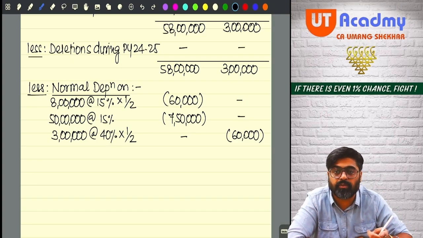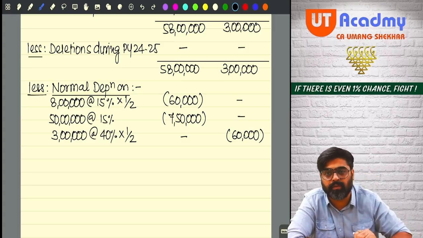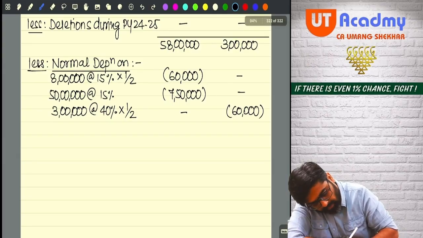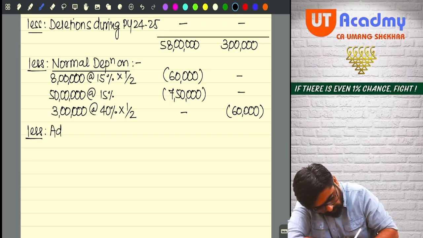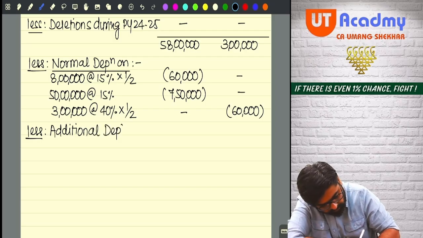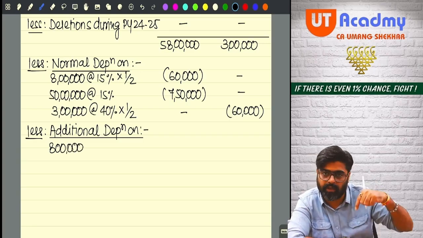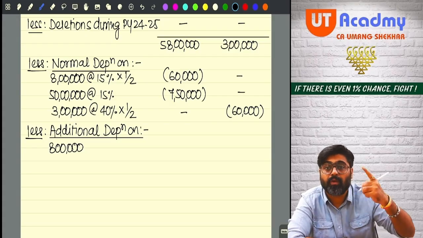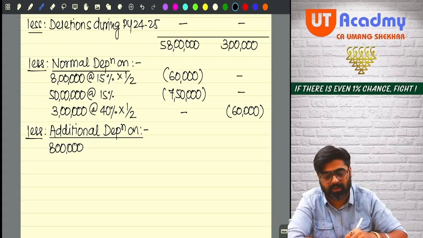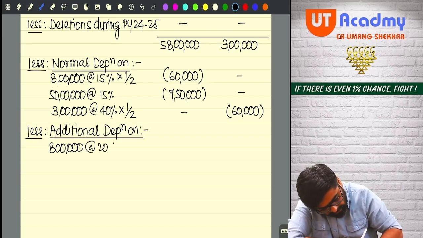Now along with the normal depreciation, I will get the additional depreciation on new plant and machinery, because the business is manufacturing business. Yes or no? And I will say less additional depreciation on what? On 8 lakhs. It is the actual cost of new plant and machinery acquired during this year. But on this, I cannot claim the entire 20%. On this, I will claim only 10%. 20% into 1 by 2.